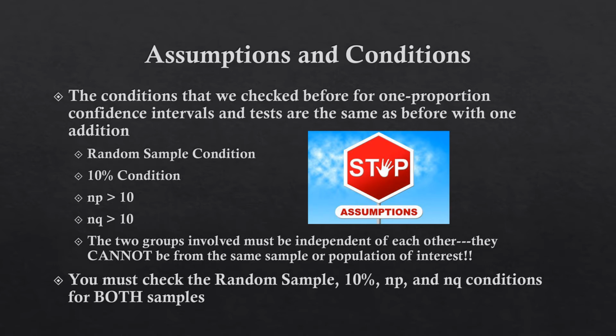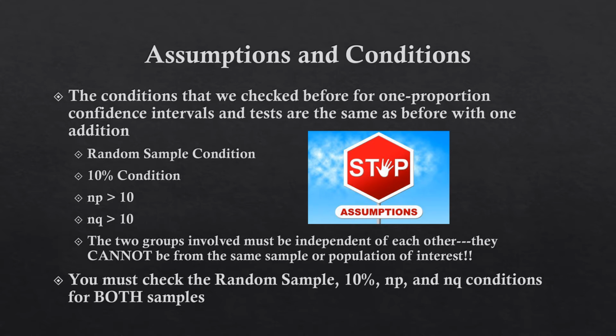Now, the additional condition that we have is that between the two groups, so if we're talking about the United States in one population, Canada in the other population, the additional condition is that we have to ensure that they are independent from one another. So they cannot be from the same sample or population of interest. One sample has to be independent of the other.